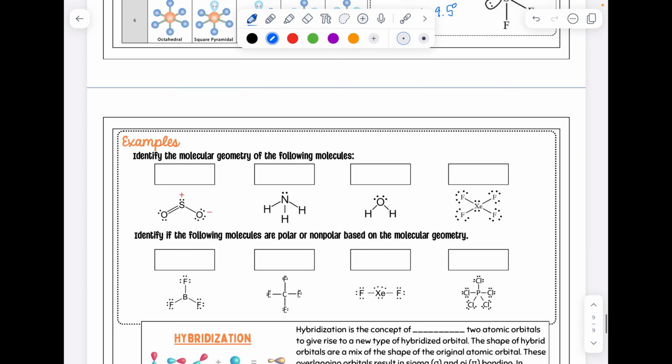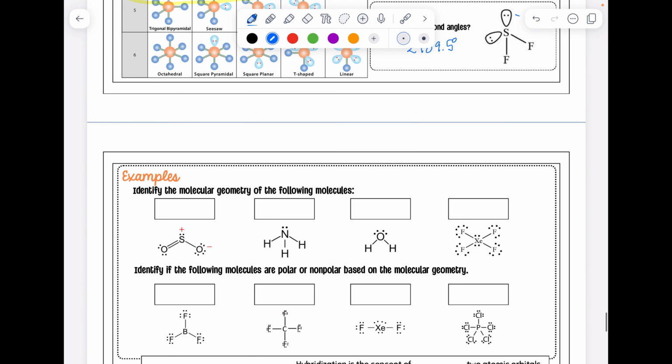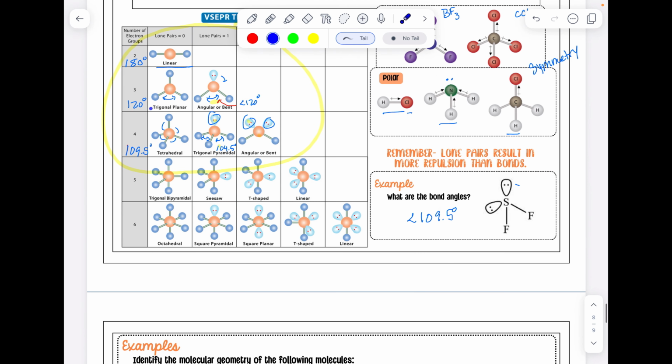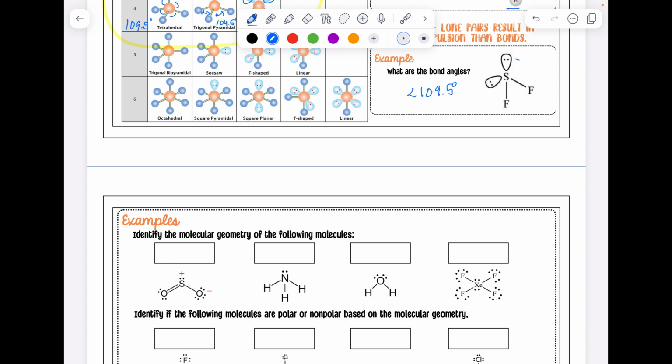Okay, so here are some examples. You're going to identify the molecular geometry of the following molecules, and again, we just count how many electron domains, and then we look at our chart, and again, unfortunately or fortunately, this is what you're going to have to memorize. So I have 1, 2, 3. I have 3 pairs, and then I have 1 lone pair. So if I go to 3 with 1 lone pair, I have a bent or angular geometry here.